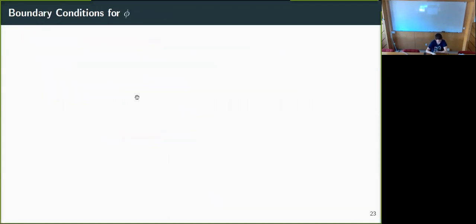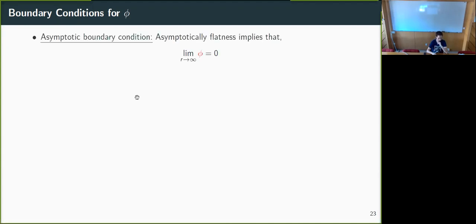So now, since we have a new metric, we need to impose the boundary conditions. The boundary conditions are the same for the f1, f2, f0, and w, but now we have a new unknown function, which is this phi, and we need to impose the boundary conditions. The asymptotic boundary condition is basically the same as for the other one. As we approach infinity, the phi must go to 0 in order to have flatness at infinity.